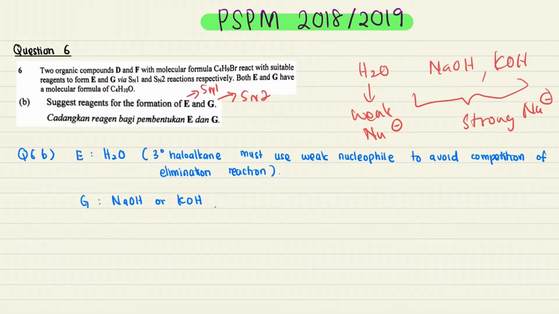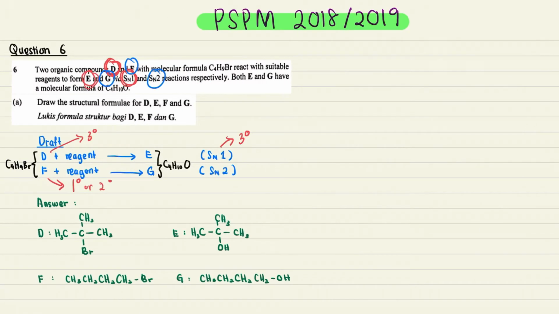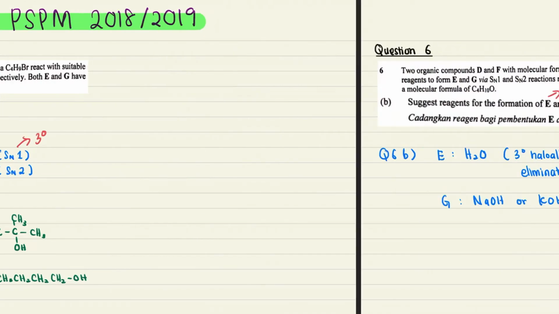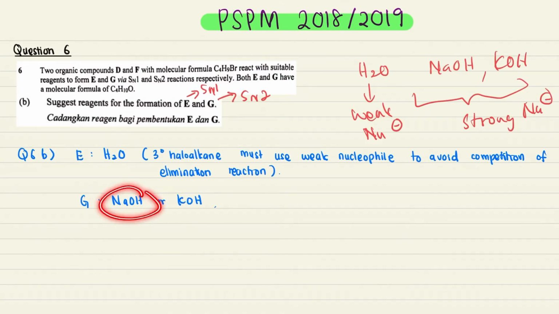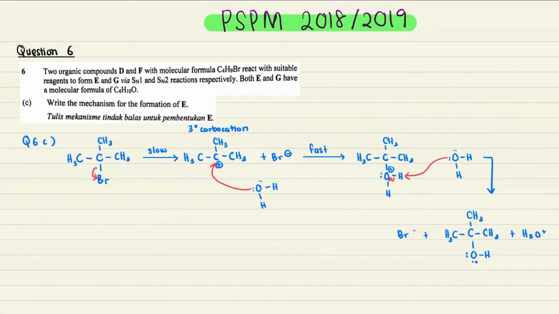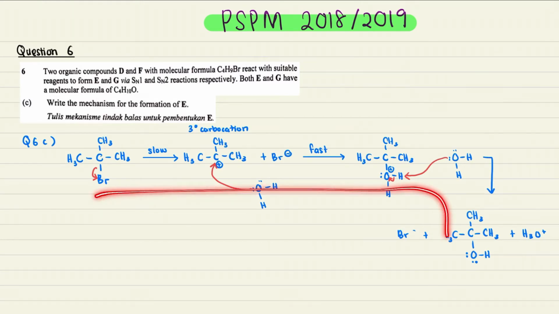Alright, so this one, G. G is SN2 earlier. Okay, SN2 has a strong nucleophile, so NaOH or KOH can be your answer. Okay, and then it asks to write the mechanism for the formation of E. E earlier was SN1, so we will do the SN1 mechanism. SN1 mechanism is simple because you do not need to draw in 3D. It is just like usual. Okay, so this is my answer.